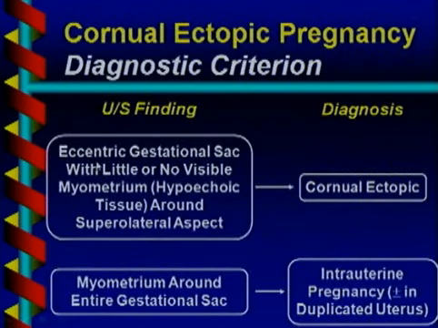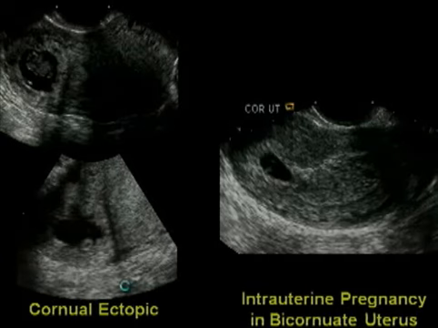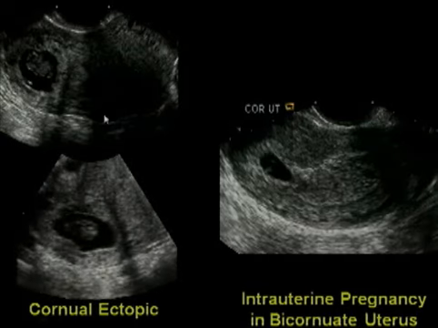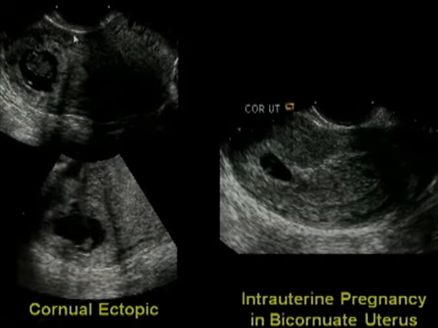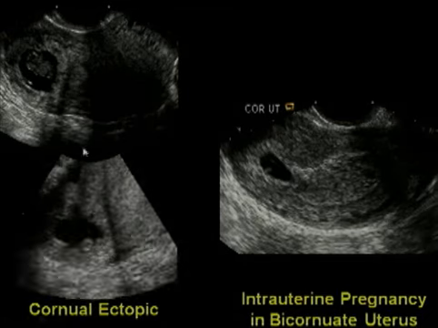So if there's an eccentric gestational sac with little or no visible myometrium, which shows up as hypoechoic tissue around the superior or lateral aspect of the gestational sac, we call it a cornual ectopic. And if there is myometrium around the entire gestational sac, it's an intrauterine pregnancy. A few examples. Here is a cornual ectopic pregnancy.